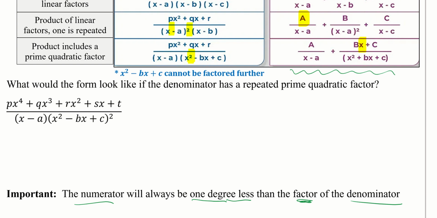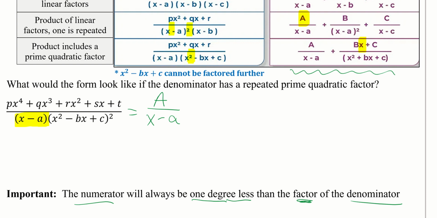So what you're going to do for this example here, look at one thing at a time, right? So if I look at this factor, it's just x to the power of 1. Right? So 1 less than that would just be a constant. So we do A over x.